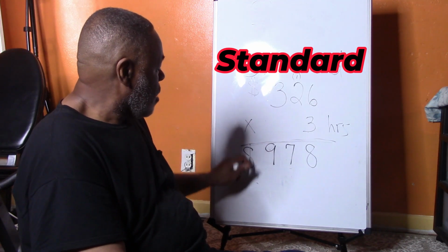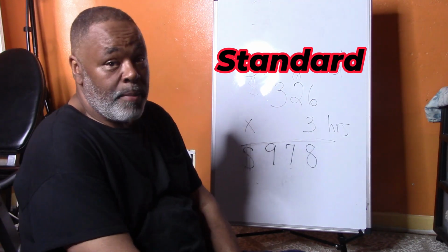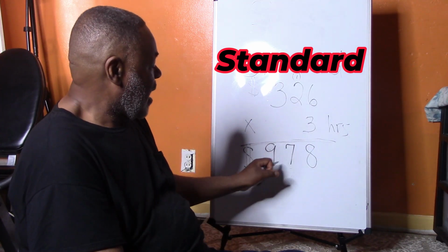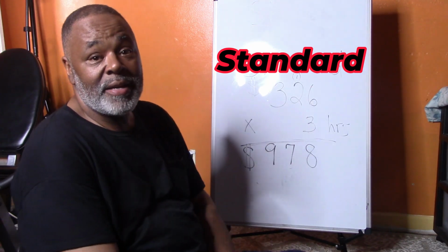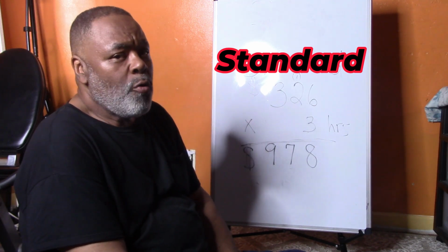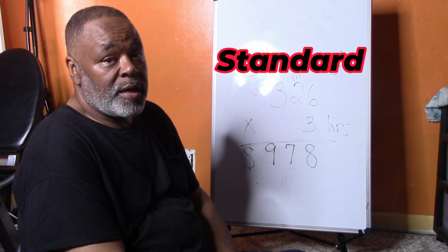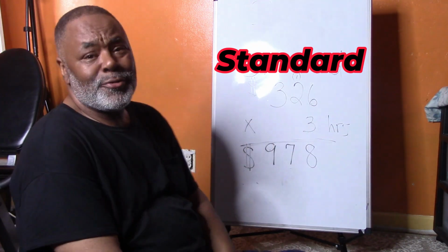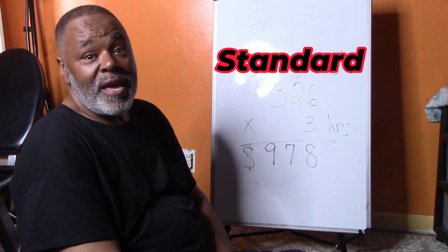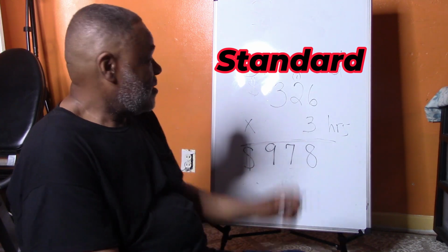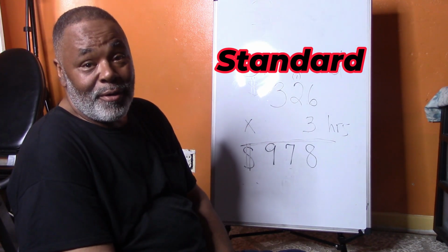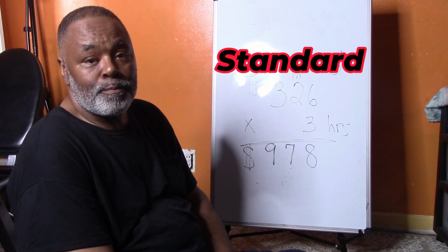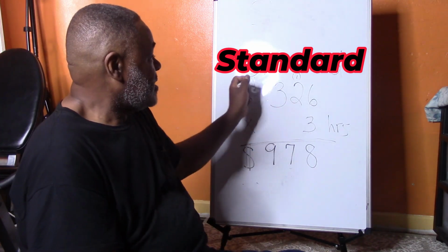So in 3 hours of work, and I make $326 an hour, I have made $978. I always like to make it applicable because a lot of kids don't understand, why am I doing this? Well, if you want to get paid, this is the reason why you need to know how to multiply. So you know how much money you're going to make. Now, this is the standard way.